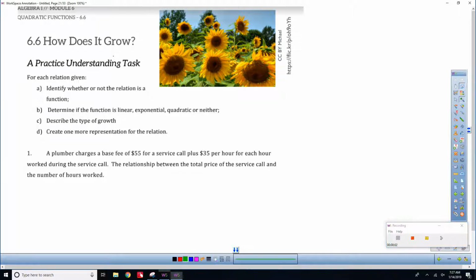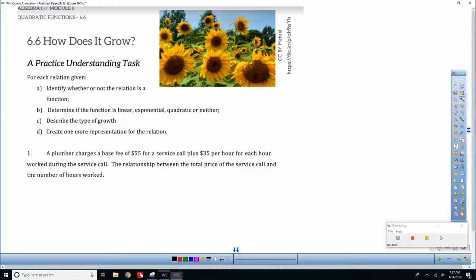Alright, boys and girls, welcome back to the drive-thru for a remix 6-6 with audio this time. We've got 14 different situations we're going to look at. For each situation, we're going to try to tell: is this a function or not? If it is, is it linear, exponential, quadratic, or none of the above? Describe the growth and create one more representation for this relationship.